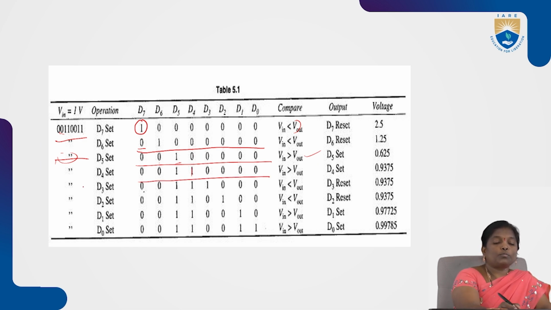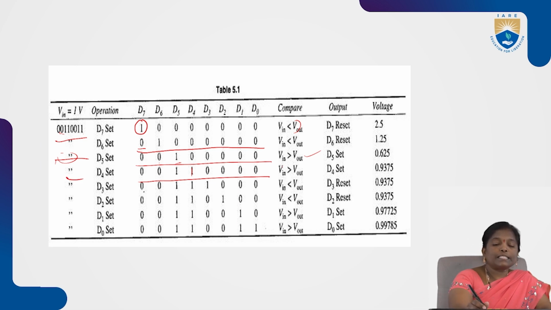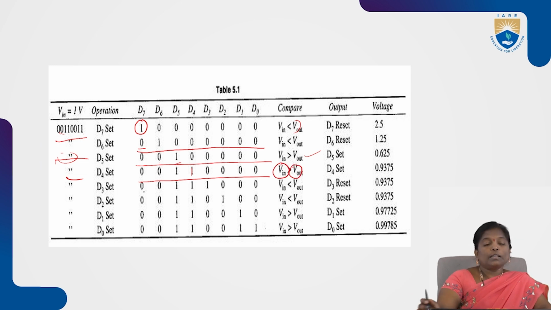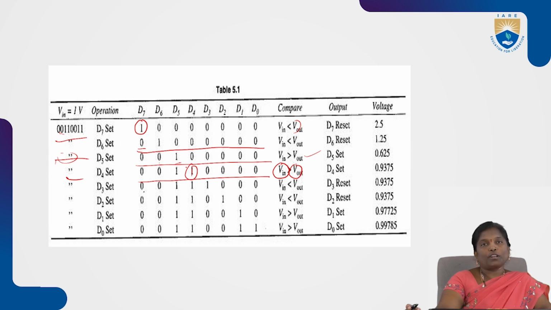Now this is the output, this is input. Again compare the input voltage with the output voltage. In this case, input voltage is greater than output voltage. So D5 bit, D4 bit also keep it as it is. That is, D4 is also present in set condition. Now for the next clock pulse, D3 is set to 1.